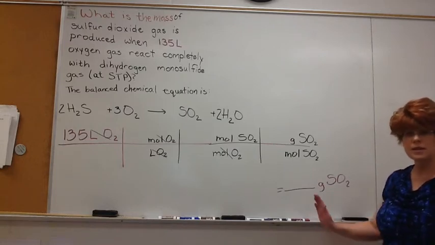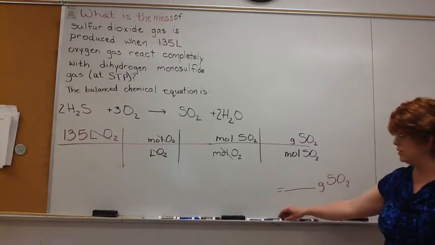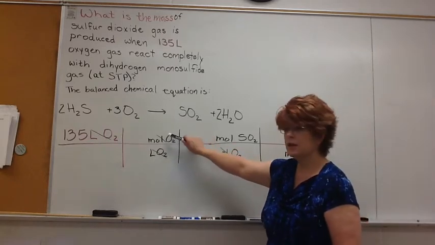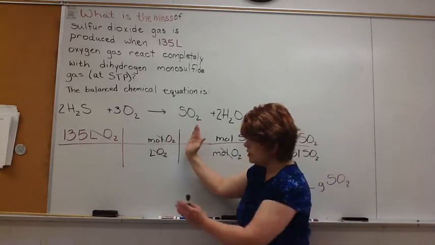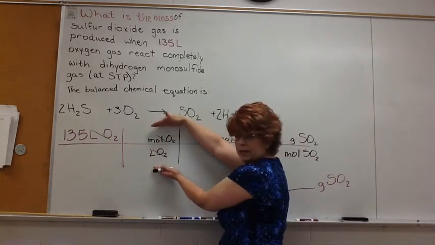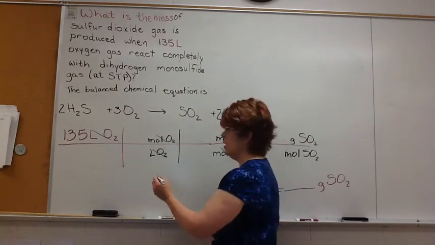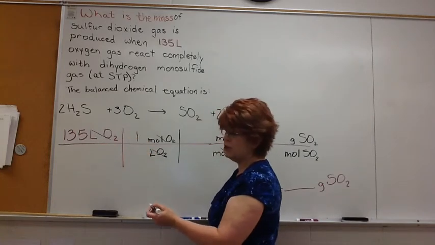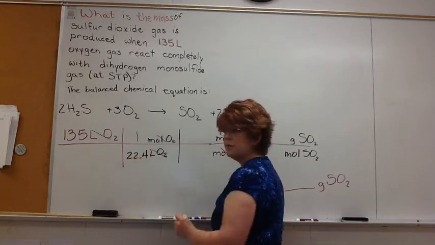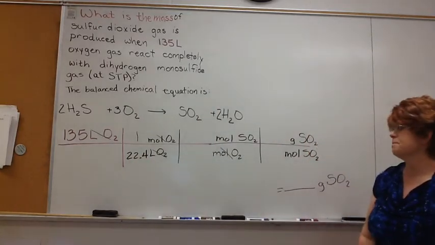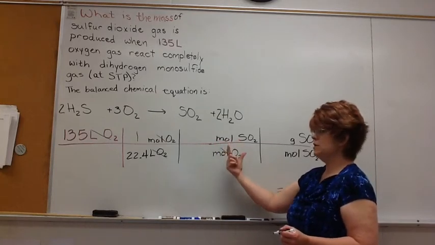Once I have the units set up, I can go back and put the numbers in that correctly match the units. In this first conversion factor, you consider each conversion factor individually. So if I just look at this, I'm converting from liters of oxygen gas to moles of oxygen gas. That would be the molar volume. 1 mole of oxygen gas has a volume of 22.4 liters at STP.